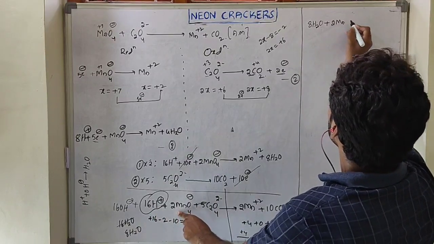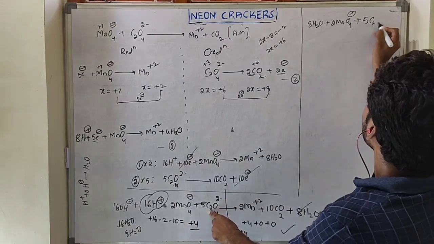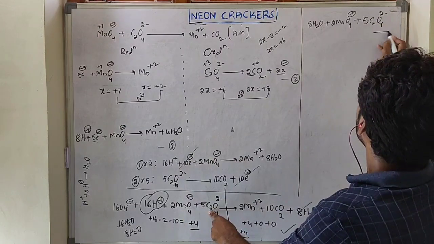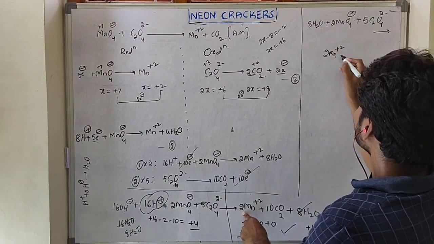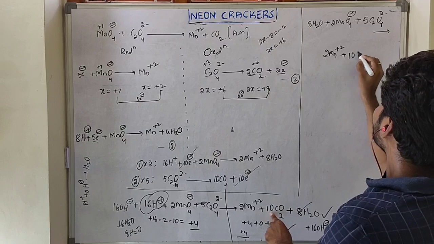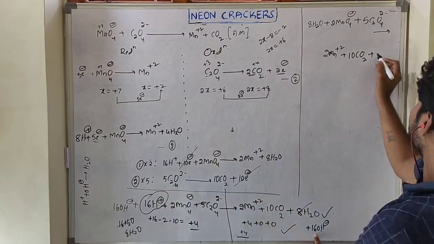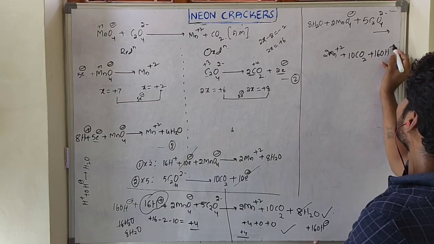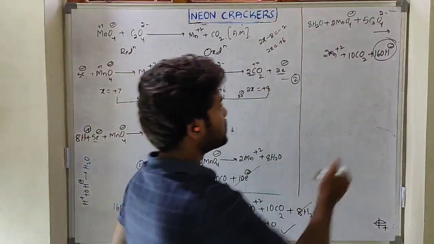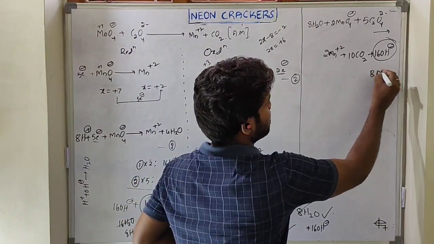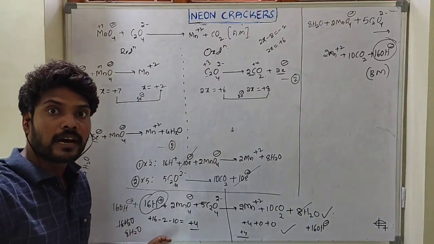Now here we have 2 MnO4- plus 5 oxalate giving 2 Mn2+ plus 10 CO2, and the water is cancelled, and 16 OH- is there. So what is the medium from this equation? That is a basic medium. This equation is the basic medium balanced equation, and the earlier equation is the acidic medium balanced equation.